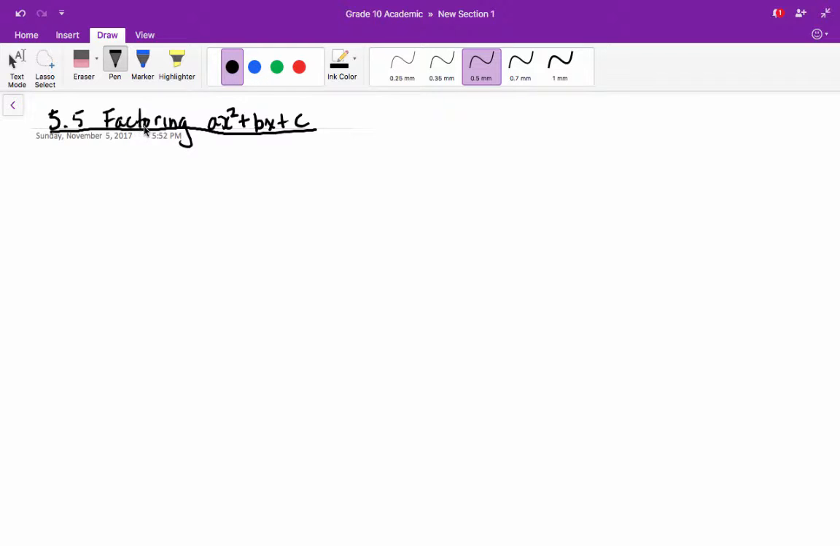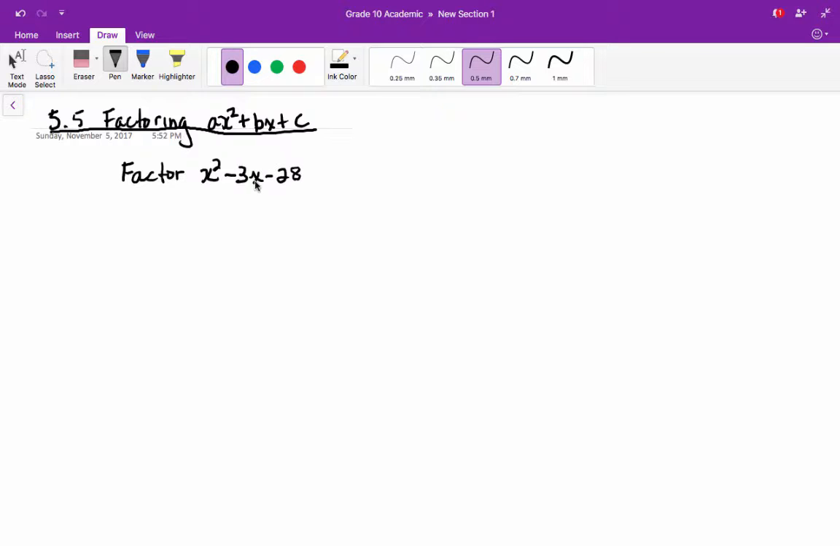Today we're going to look at factoring ax squared plus bx plus c. But before we start factoring one where the number in front of the x squared is not equal to 1, I want to do some examples from last day in a slightly different way. So let's say we had to factor x squared minus 3x minus 28.